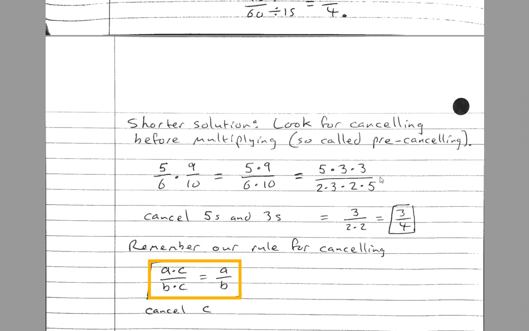Remember for canceling, this is our idea. If you have a number multiplying everything on top and the same number multiplying everything on the bottom, then you can cancel that number. Here we have a 5 multiplying everything on top and a 5 multiplying everything on the bottom, so those cancel. And also we have a matching 3.